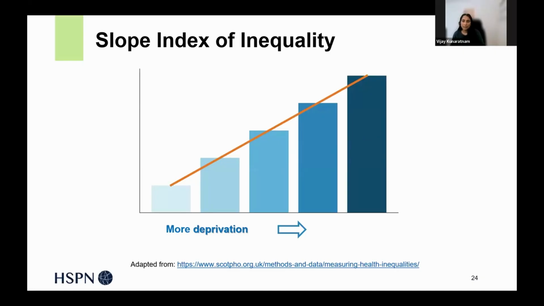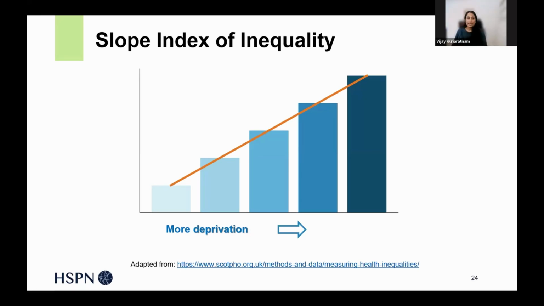This is an example looking at rates increasing. So on the x-axis, we have the deprivation quintiles that Walter was referring to. And when we go from left to right, it's increasing. And this is showing us that residents living in the most materially deprived areas are experiencing a higher rate of this outcome.